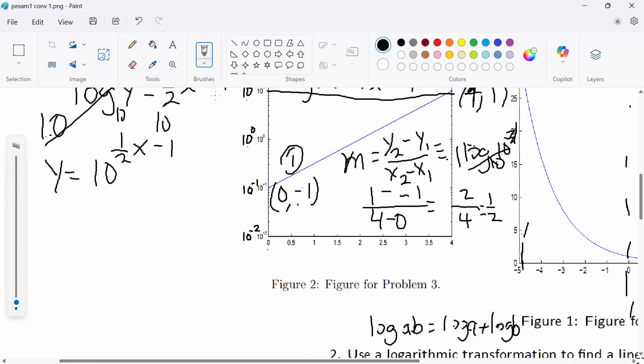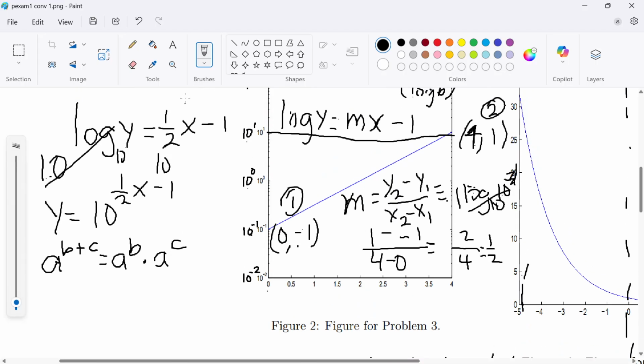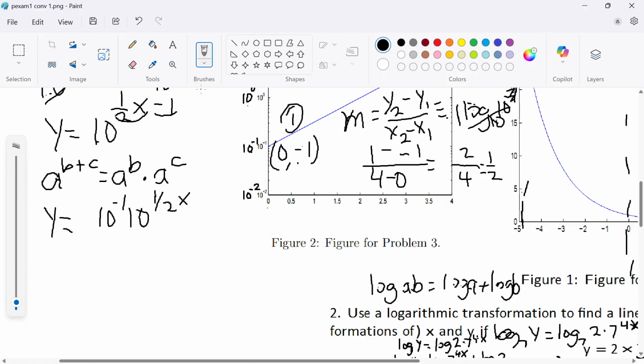Remember this exponent rule for when you have same bases to different exponents. A to the b plus c equals a to the b times a to the c. Well, so in other words, same base to one power plus another power, so 1/2 x plus negative 1 or minus 1 is 10 to the 1/2 x times 10 to the minus first. And again, I'll put the 10 to the minus first in front because I want the x at the end of the term. Well, 10 to the minus 1 is 1 over 10.